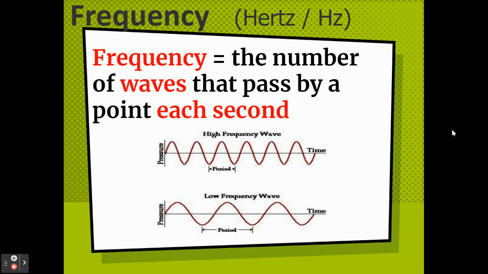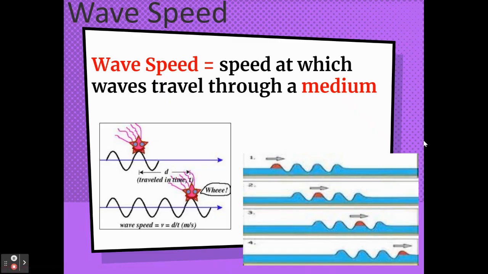All right, so frequency is the number of waves that pass by a point each second. And lastly, wave speed is the speed at which waves travel through a medium.